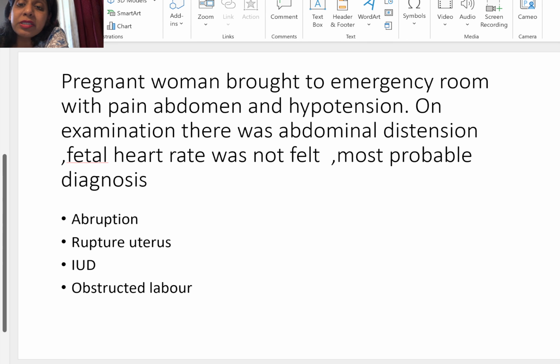IUD, it can be IUD, but the other features in IUD alone, if it is alone IUD, then why there will be abdominal distension, why there will be hypotension? Such features don't come in IUD. Obstructed labor, as I already told you, in obstructed labor the features are dry vagina, dehydration, such symptoms. So it is no doubt it's a case of abruptio placenta.